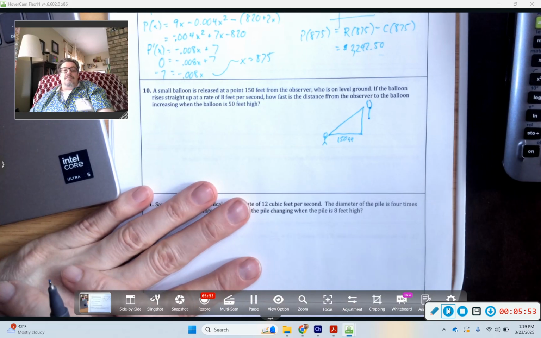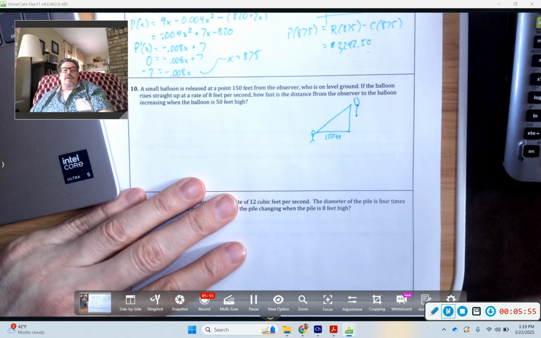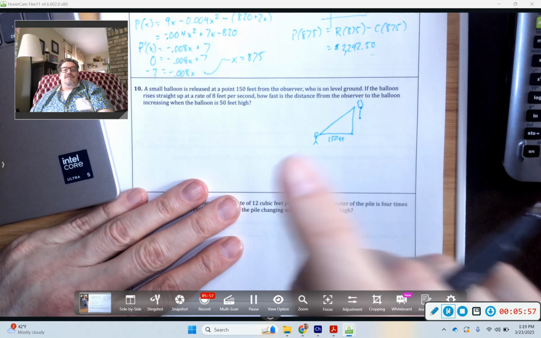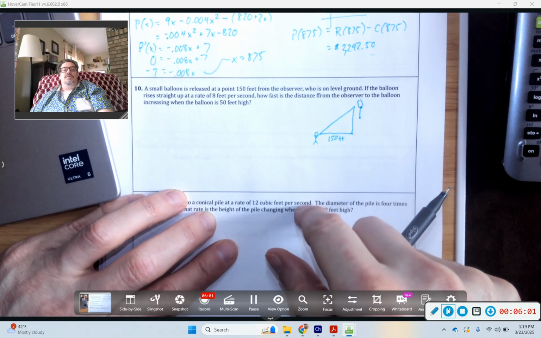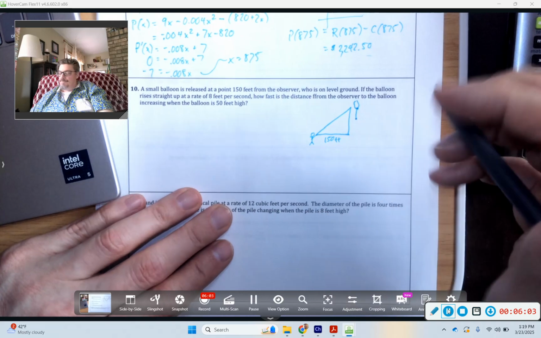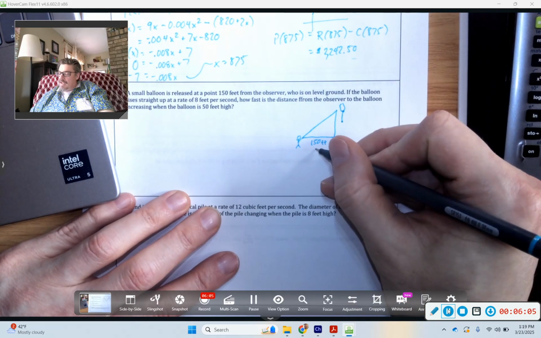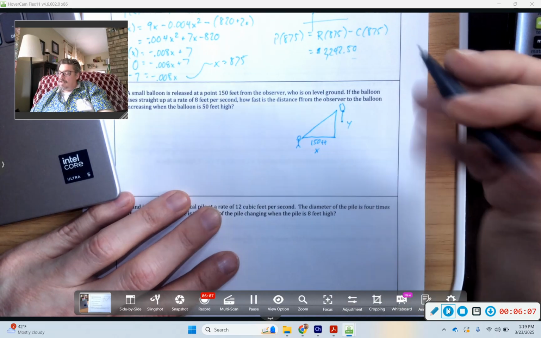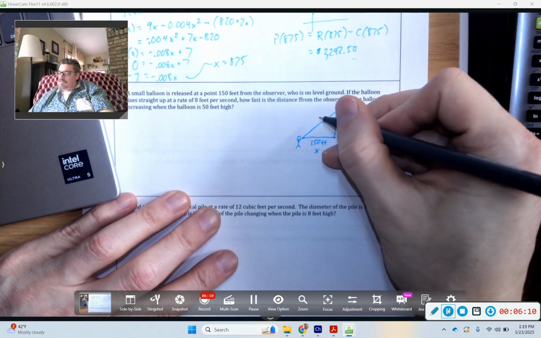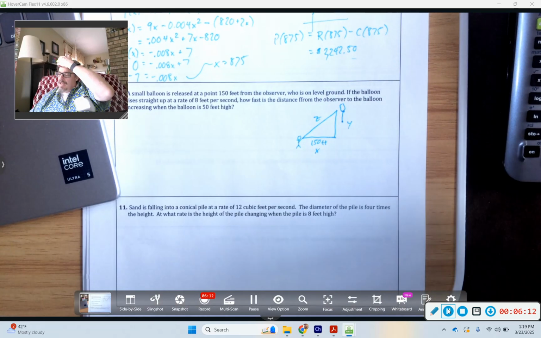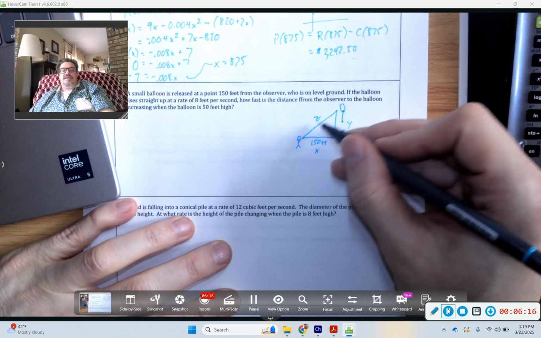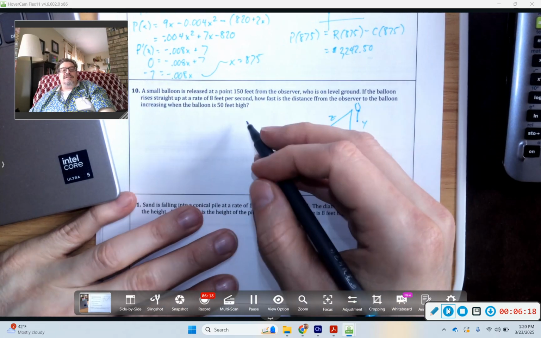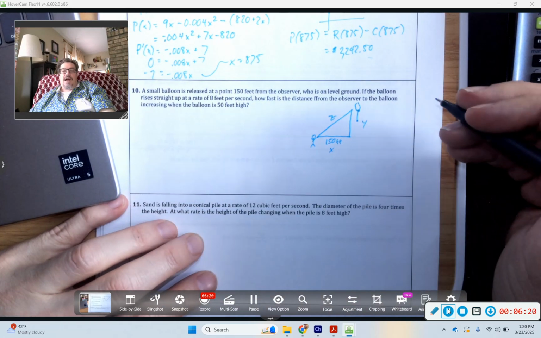All right, if the balloon rises straight up at a rate of 8 feet per second, how fast is the distance from the observer to the balloon increasing when the balloon is 50 feet high? So this is our x coordinate. This will be our y because that's height. This is x, and then this will be our z. How fast is the distance from the observer to the balloon increasing when the balloon is 50 feet high?